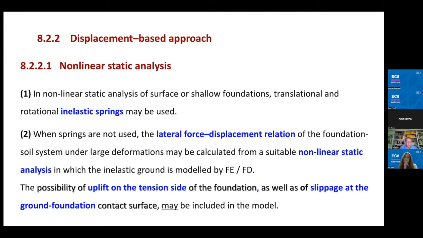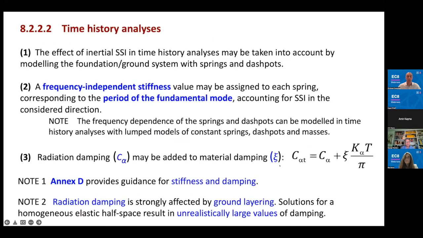And the important thing is the last paragraph of this. I think this is clearly new, the possibility of uplifting on the tension side of the foundation, and slippage may be included in the model. It is allowed to have significant uplifting and sliding of the foundation. The previous codes, through various factors of safety or material factors, essentially do not allow this. This we know is helpful rather than harmful, to allow for uplifting and slippage, and the code at least provides this. And I think this is an important aspect of this chapter. And let's go one more or two, have we finished?